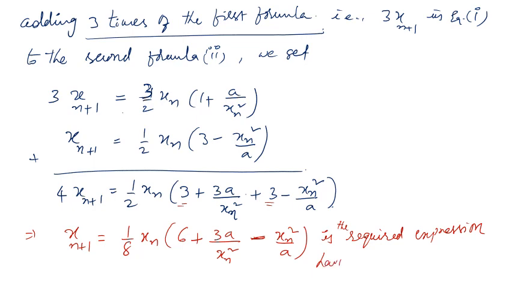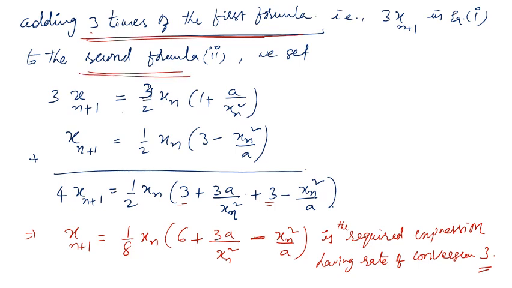This is the required expression, having rate of convergence 3. Why am I taking 3? Because this term, 3 times the first error added to the second error, gives, as in the previous slide, order of epsilon n cube.